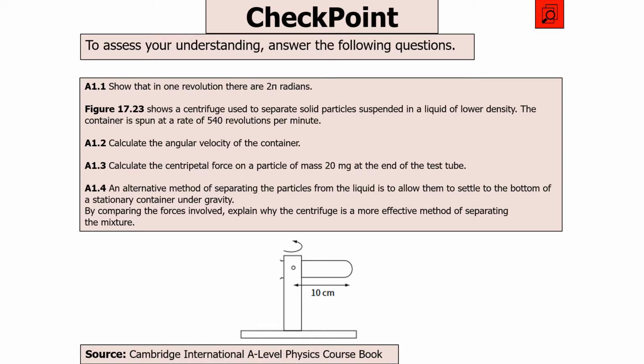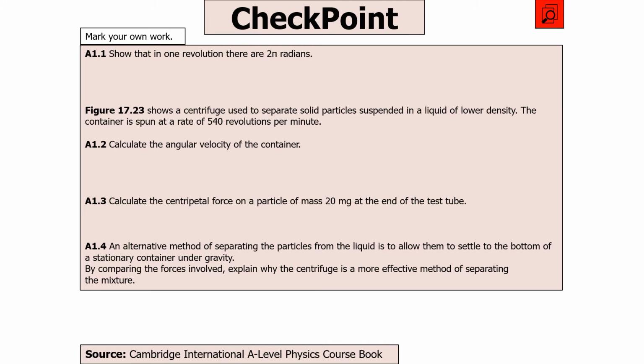An alternate method of separating the particles from the liquid is to allow them to settle to the bottom of the stationary container under gravity. By comparing the forces involved, explain why a centrifuge is a more effective method of separating the mixture. So pause the video now and unpause the video when you want to go through your answers. So how do you answer this question?